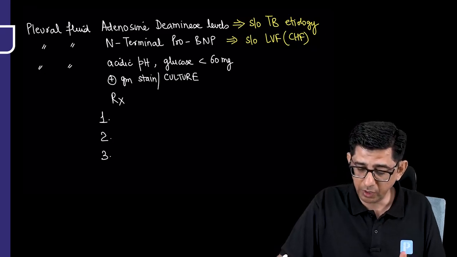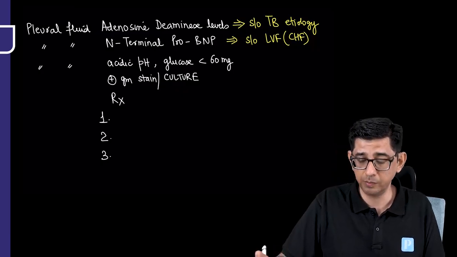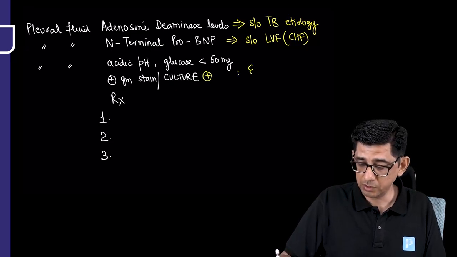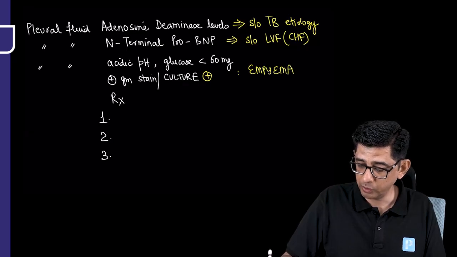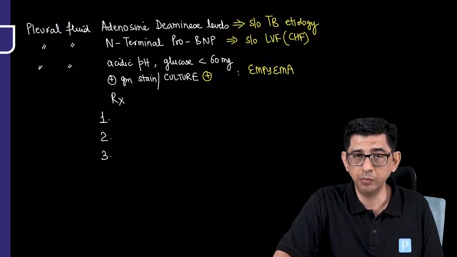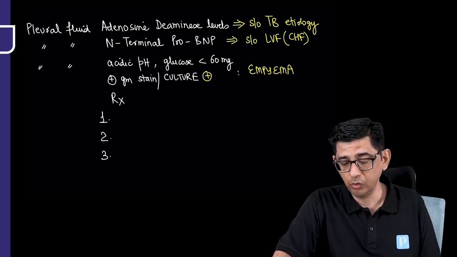As I've explained to you, if it's an acidic pH, glucose is less than 60, there's a positive gram stain and the culture is also positive, then in those circumstances, it means that the person has empyema, which is pus in the pleural space. This fluid can dissect and can come even below the skin, producing a subcutaneous swelling that is called empyema thoracis. And I don't want that to happen.